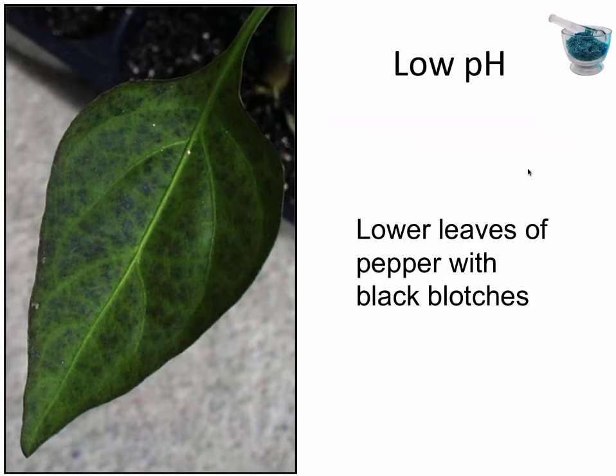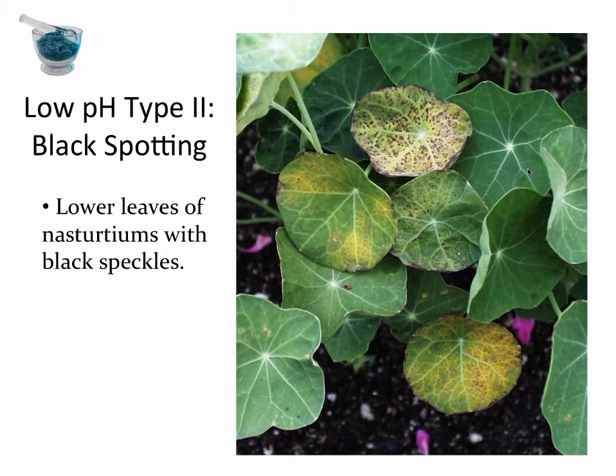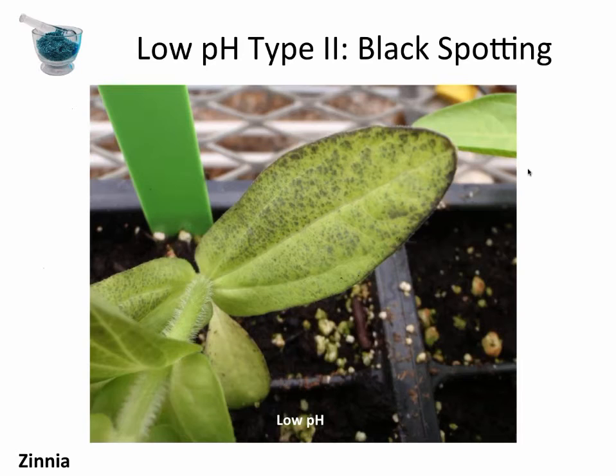Here's pepper, again lower leaves. It's more of a blackening and purpling of those lower leaves that goes on with the crop. The same thing occurs here with nasturtiums, more of a speckling. Again, lower leaves, not upper leaves. That will help you diagnose the situation that's going on. Again, blackening of zinnia, low pH, that's what's occurring.